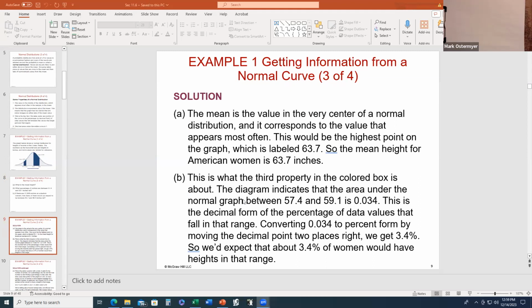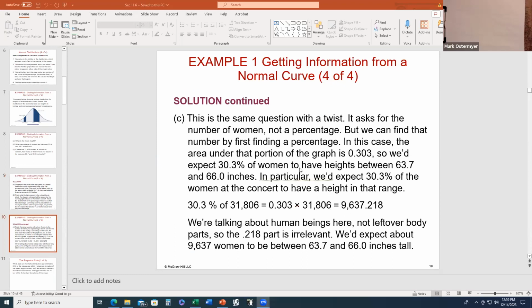And this is basically going over what I already talked about here. Okay. And so we would expect about 9,637 women to have a height between 63.7 inches and 66 inches.